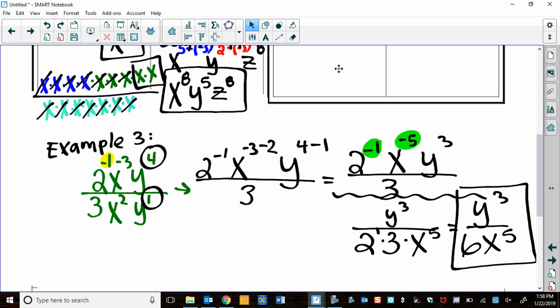Okay? So always remember, you can never have a negative exponent sitting around. Either move them to the numerator or move them to the denominator, depending on what direction they're sitting at currently.